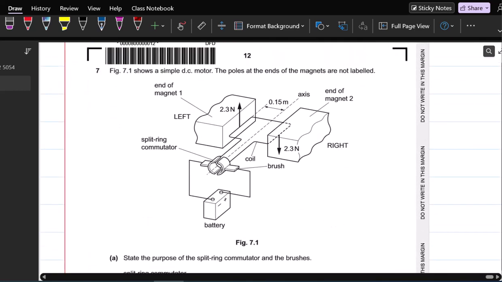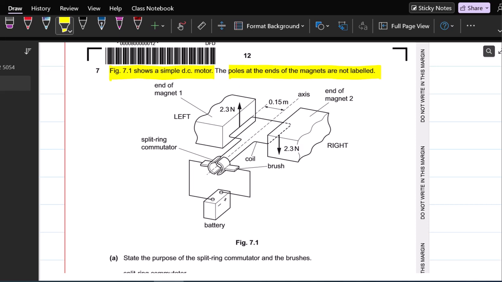So here is a question of magnetism. Figure 7.1 shows a simple DC motor. The poles at the ends of the magnet are not labeled. Only left and right is written. Nothing is labeled here. Okay, we are given split rings and brushes. Here is a coil. This is end of magnet 1, end of magnet 2. Here we have axis. Here we have a battery. Positive terminal is here. It means current is going to flow in this way.